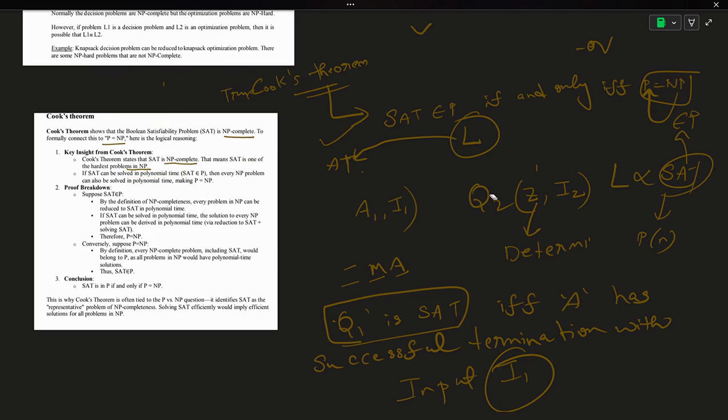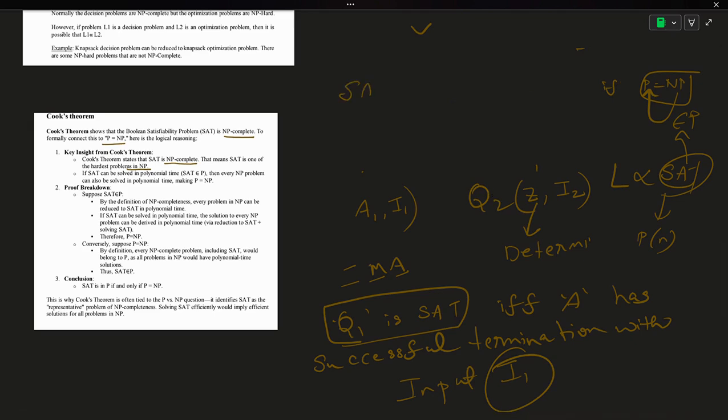Now let's take some logical equivalence to understand this. Suppose SAT belongs to P. I'm assuming that satisfiability is in P. By the definition of NP-completeness, every problem in NP can be reduced to SAT in polynomial time. And if SAT can be solved in polynomial time, then the solution to every NP problem can also be derived in polynomial time. Therefore P is equal to NP.